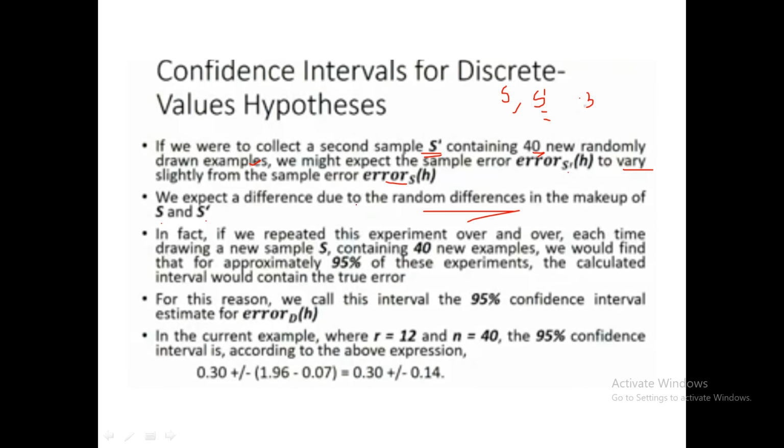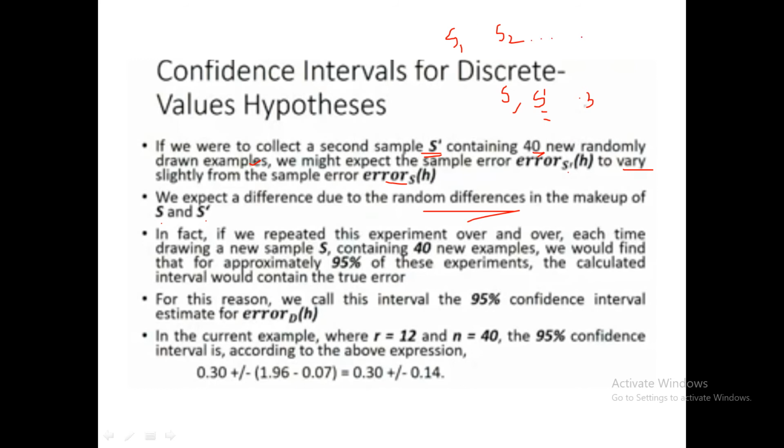Now like this, we repeat this experiment over and over and over. First time you took one sample S1, which has 40 examples, and you calculated the sample error. Next you take another sample S2. Again that also has 40 examples, and you calculate the sample error.